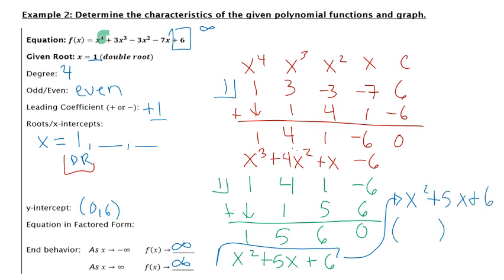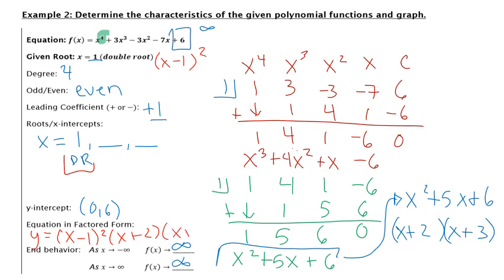And so factors of 6 that add to 5, that's x plus 2, x plus 3. So my factored form would be, if I wrote this all out, I have a double root, and this is like an x minus 1 quantity squared. So I actually have x minus 1 quantity squared, x plus 2, x plus 3. That's my factored form, and I have roots at negative 2 and negative 3, and a double root at 1.